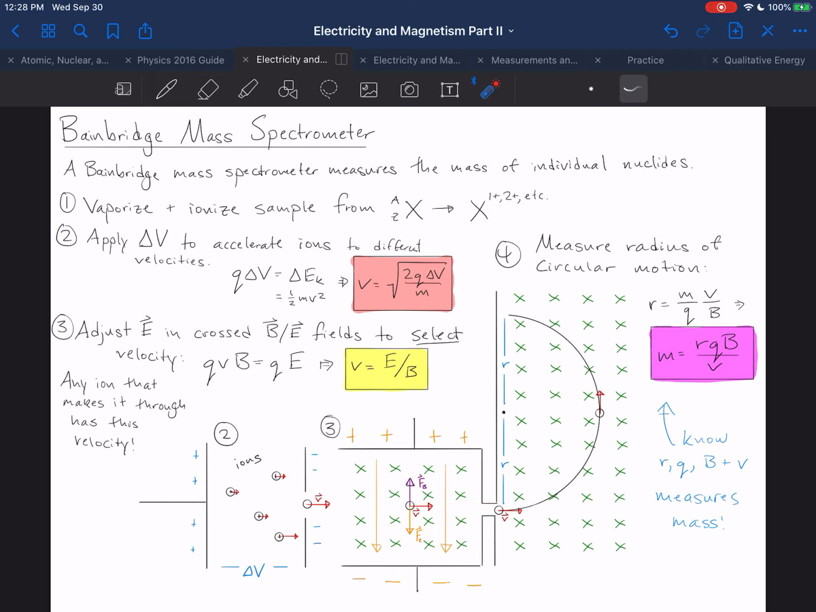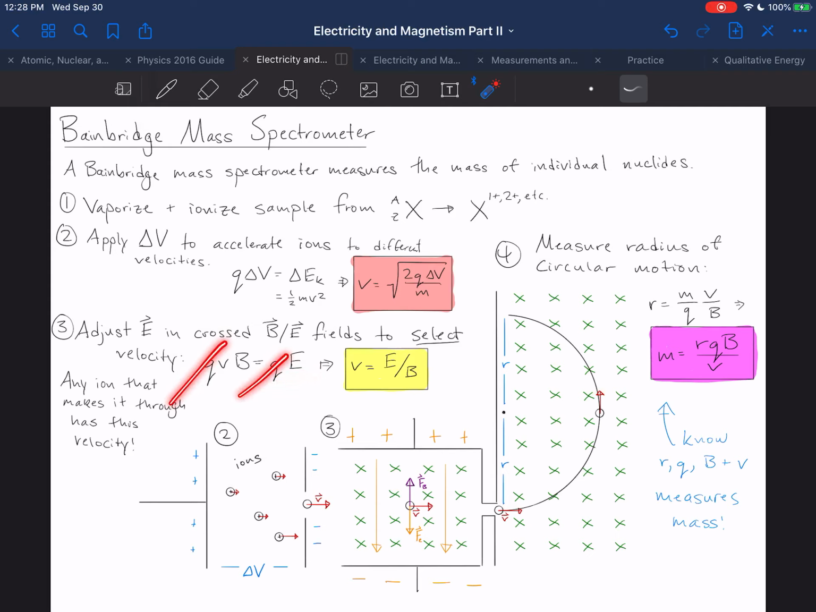Well, if it made it through all the way to the end, that means that the net force on that charged particle as it moved through this region was 0, which means the magnetic force was equal to the electric force. So for a charged particle that makes it all the way through, the magnetic force is therefore equal to the electric force, and we can say that qvB is equal to qE.